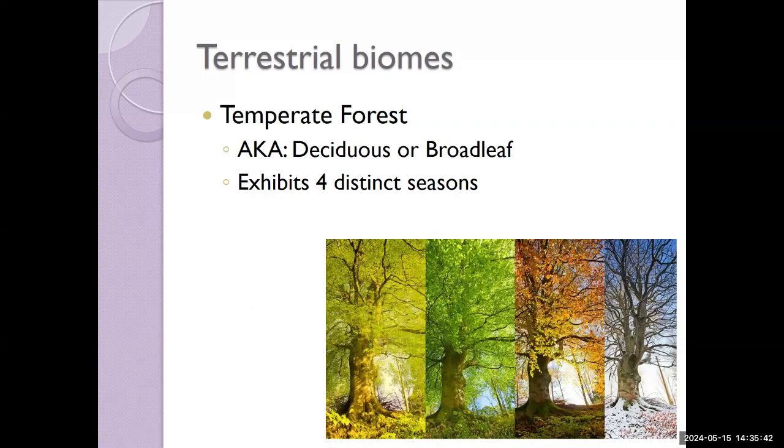The temperate forest, on the other hand, is also known as the deciduous forest or a broadleaf forest. Its key feature is that it exhibits 4 distinct seasons. Up until now, most of the other biomes have 2 seasons at best, a dry season and a wet season, but the temperate forest has a very distinct spring and fall in between these moments.